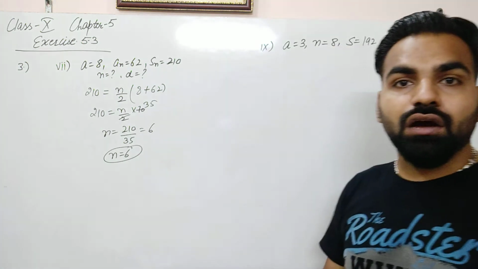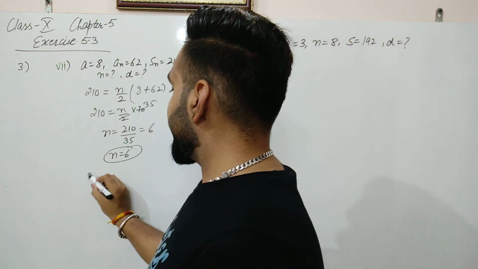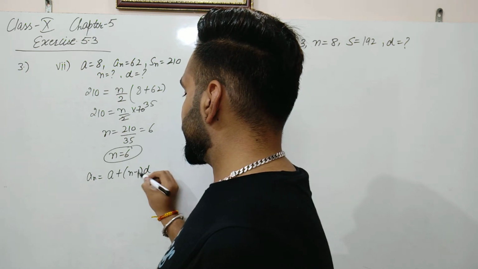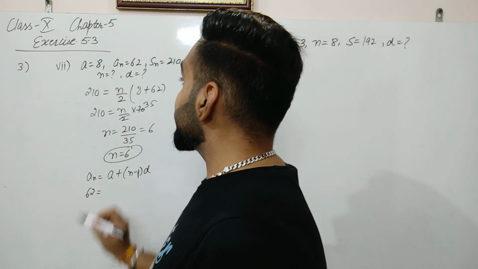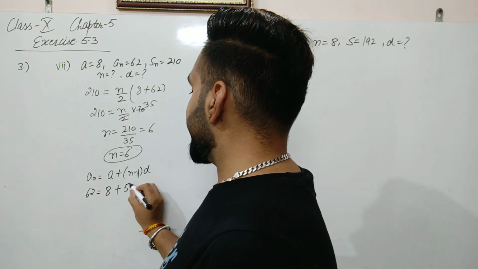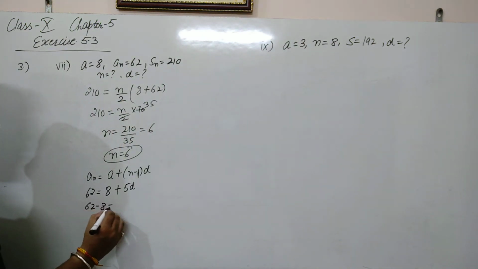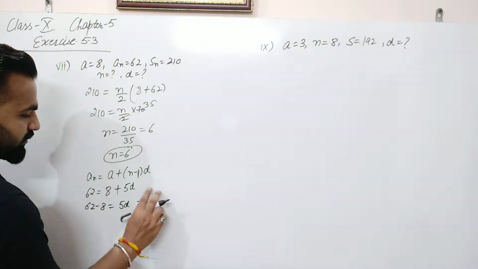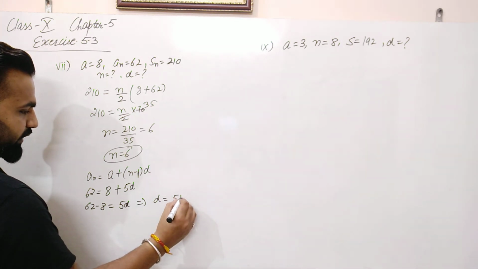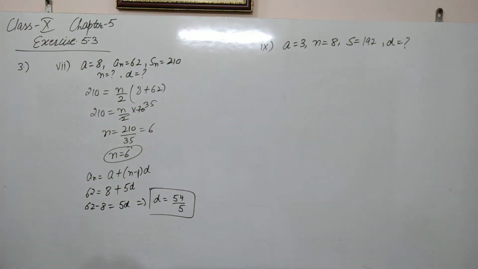So n is 6. Now what we have to calculate? The value of d. To calculate d, we will use an. an is equal to a plus (n minus 1) into d. Put values here: 62 is equal to 8 plus (n minus 1), that is 5, into d. This will be equal to 62 minus 8, 5d. So d will be equal to 54 by 5. So this was the seventh part.